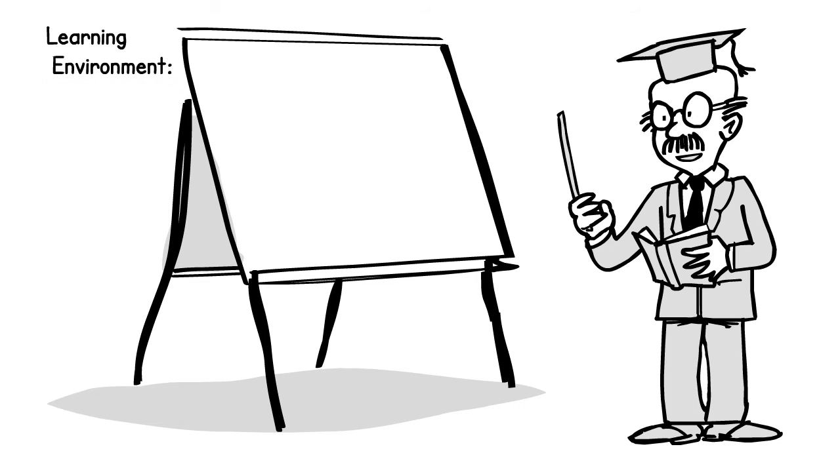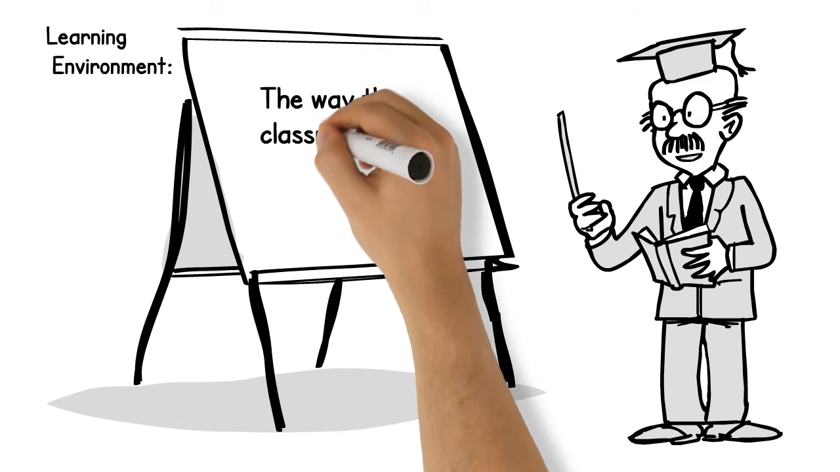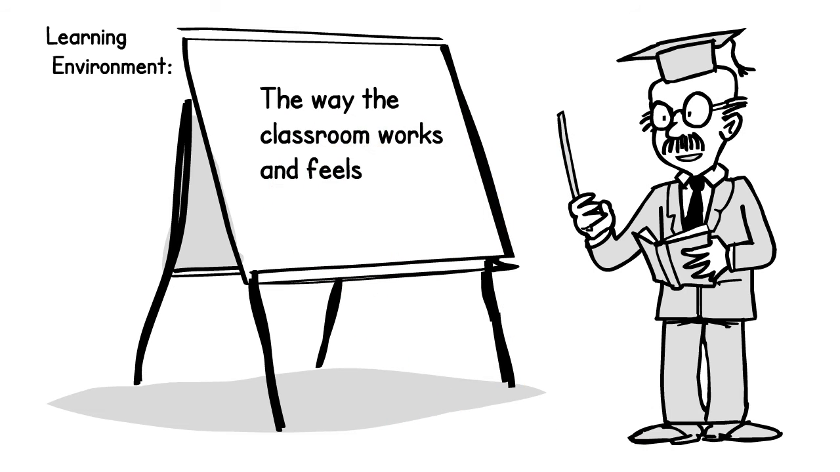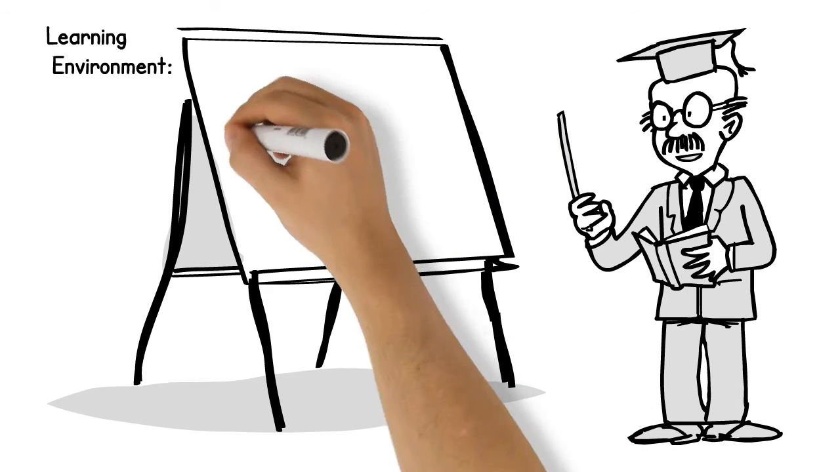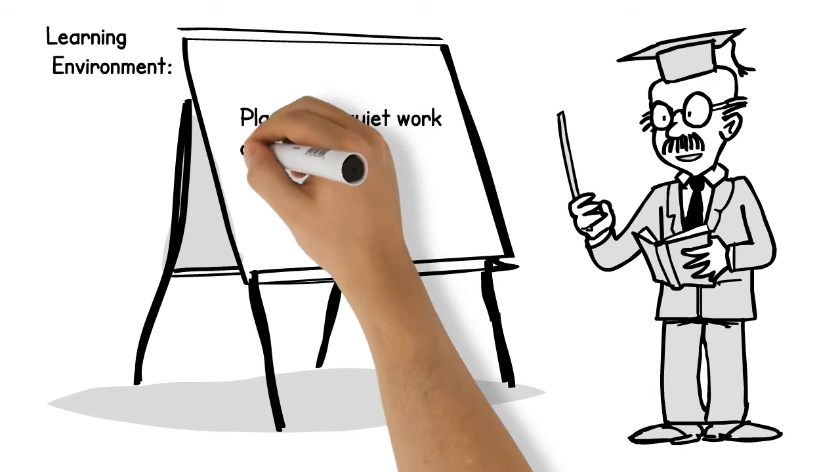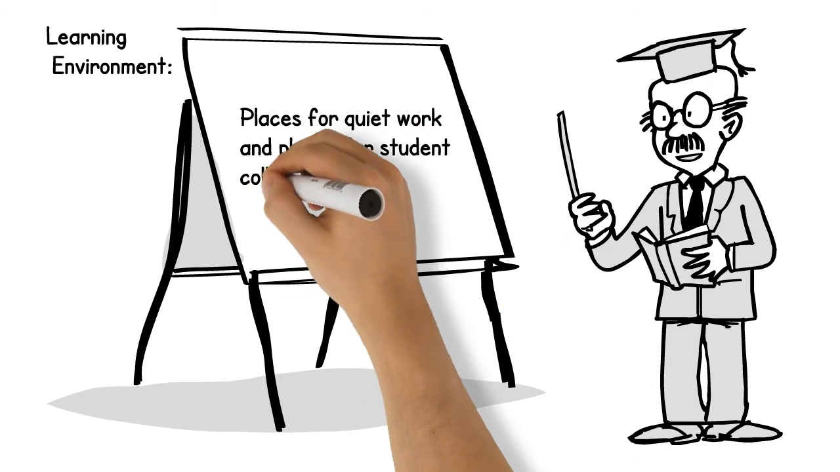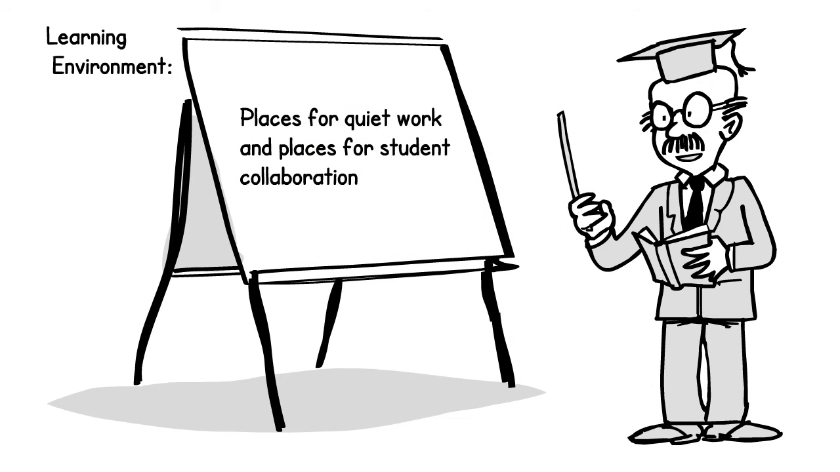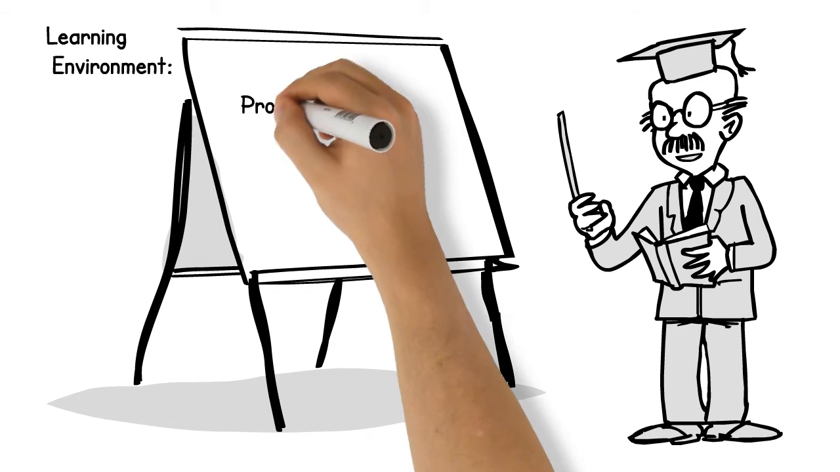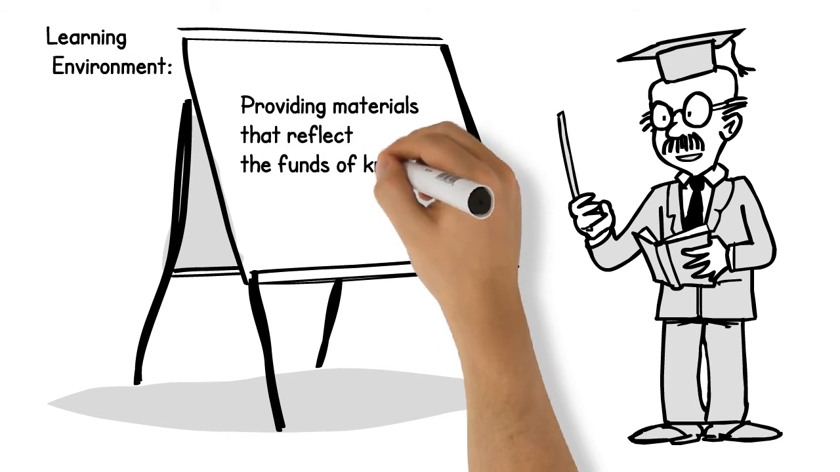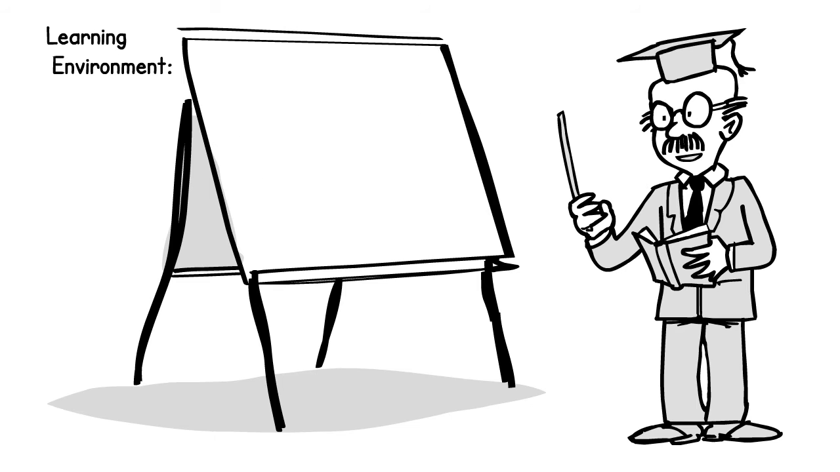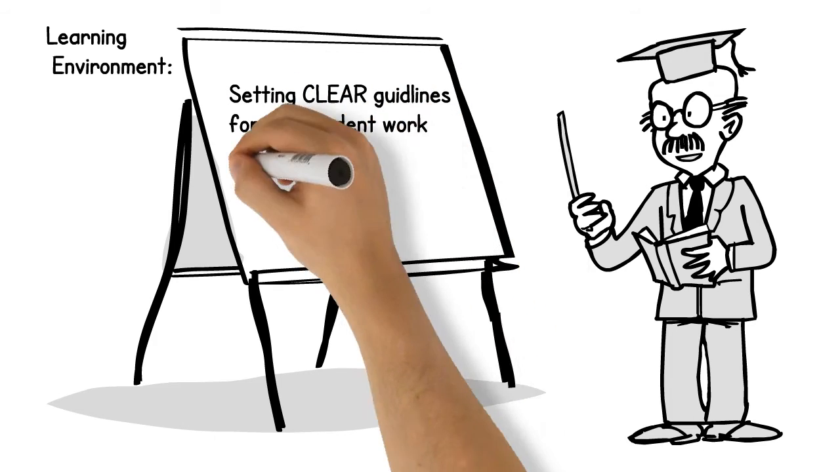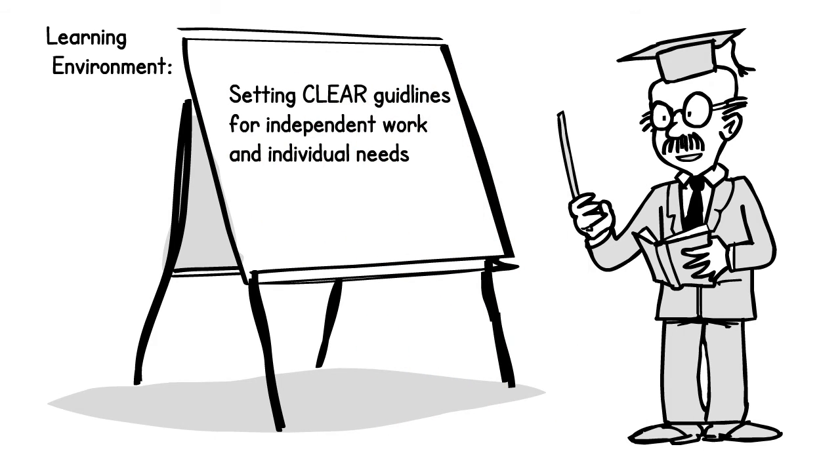Learning environment: the way the classroom works and feels. Examples to differentiate the learning environment include making sure there are places in the room to work quietly and without distraction, as well as places that invite student collaboration. Providing materials that reflect a variety of cultures and home settings. Setting out clear guidelines for independent work that matches individual needs.